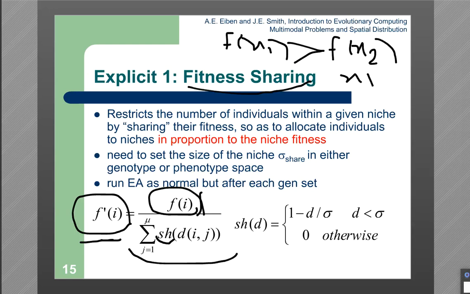We have two elements, element i and element j. These two elements have a distance. Distance is d, and SHD is given by this formula. In the neighborhood, in a radius of neighborhood, we use SHD.